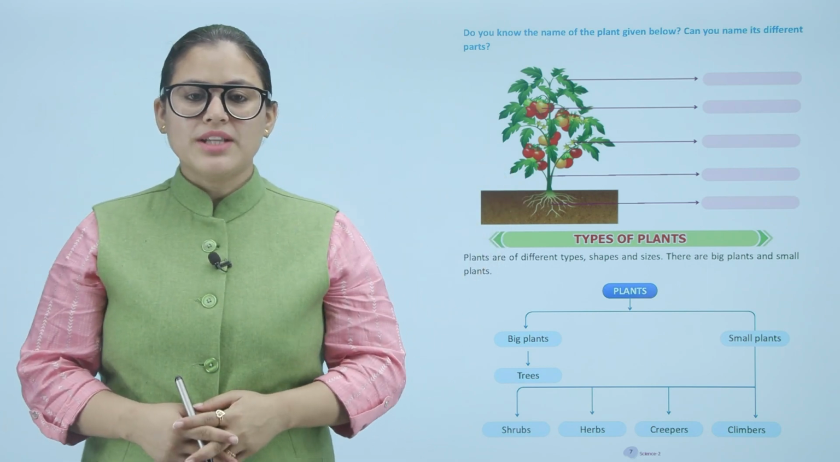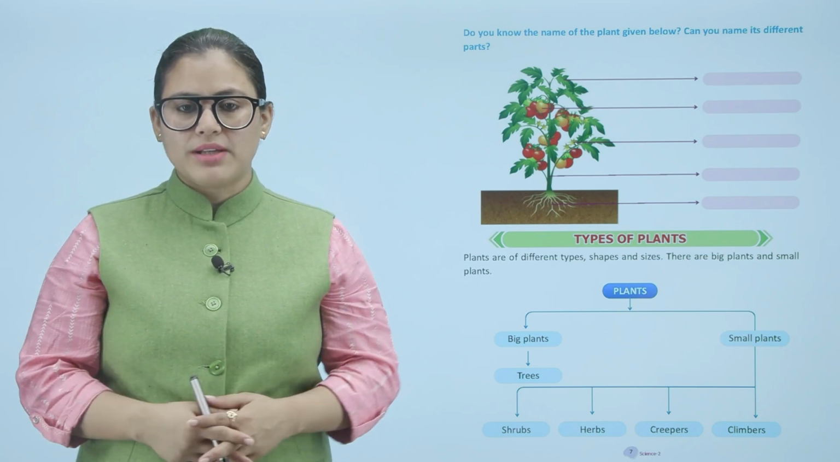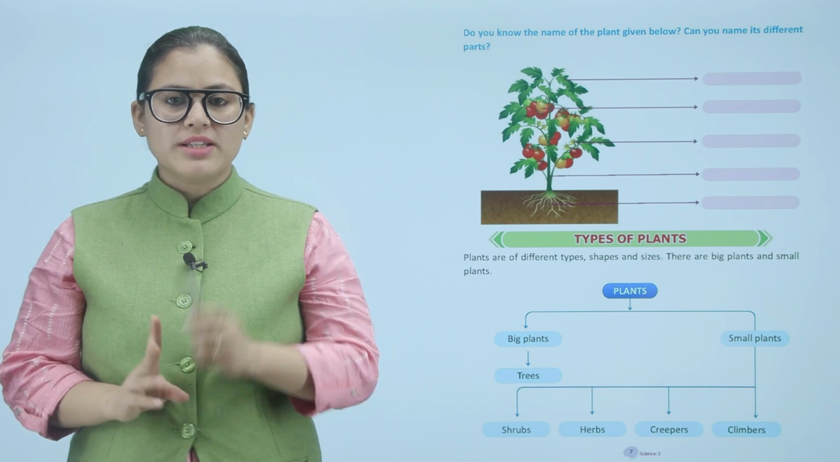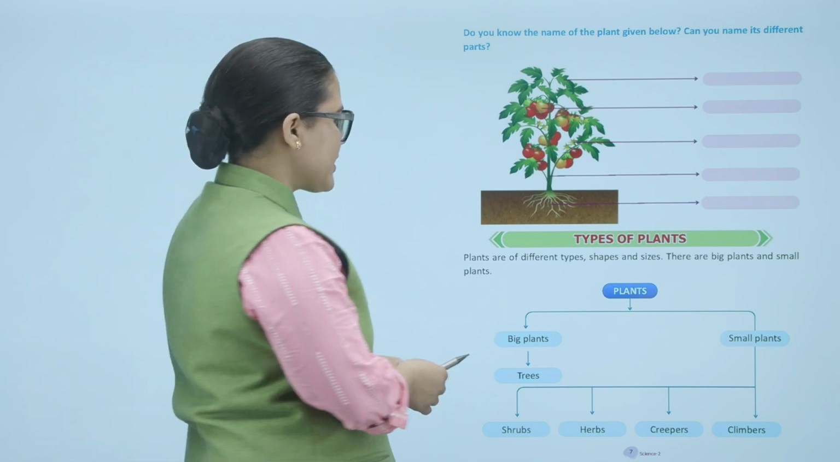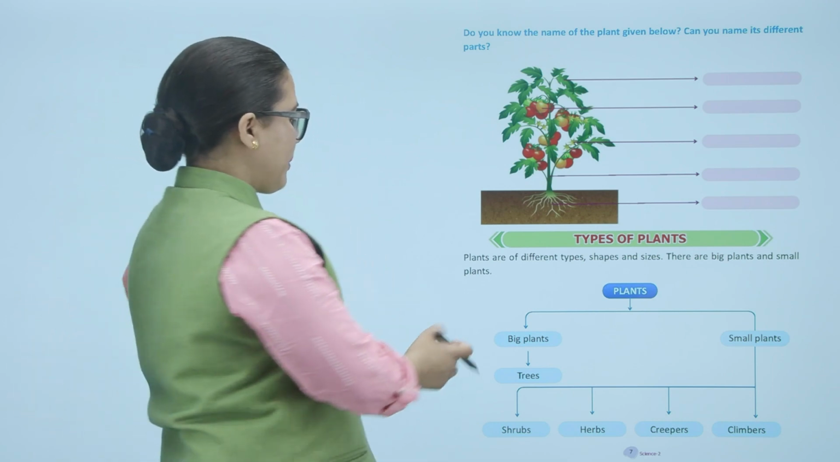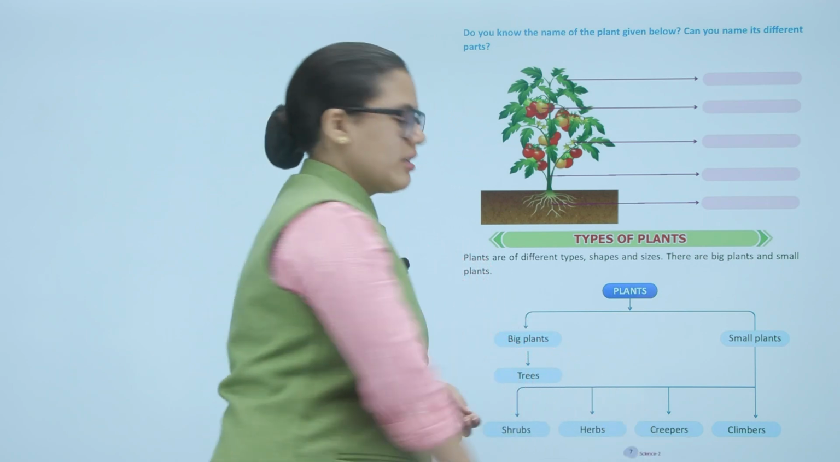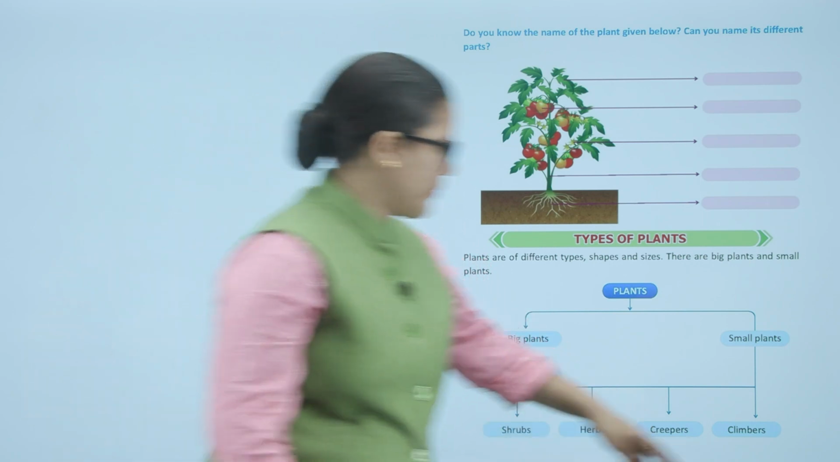Types of plants. Plants are of different types, shapes and sizes. There are big plants and small plants. So plants are of two types, big plants and small plants. Further, they are categorized. Big plants include trees, and small plants include climbers, creepers, herbs and shrubs.